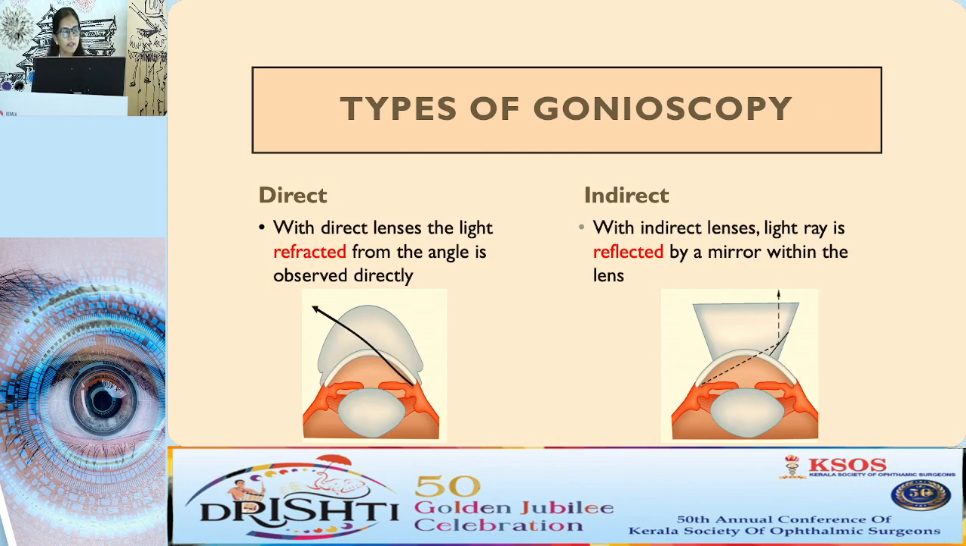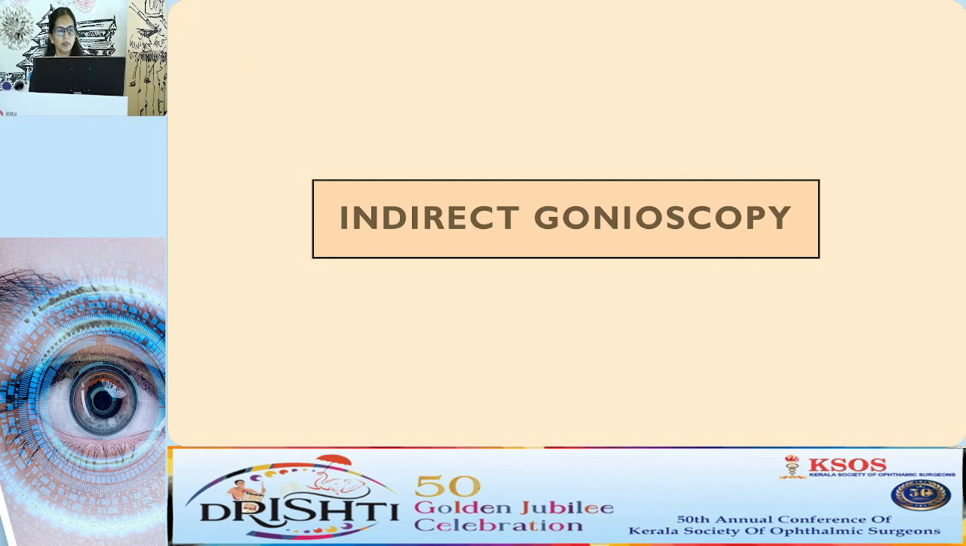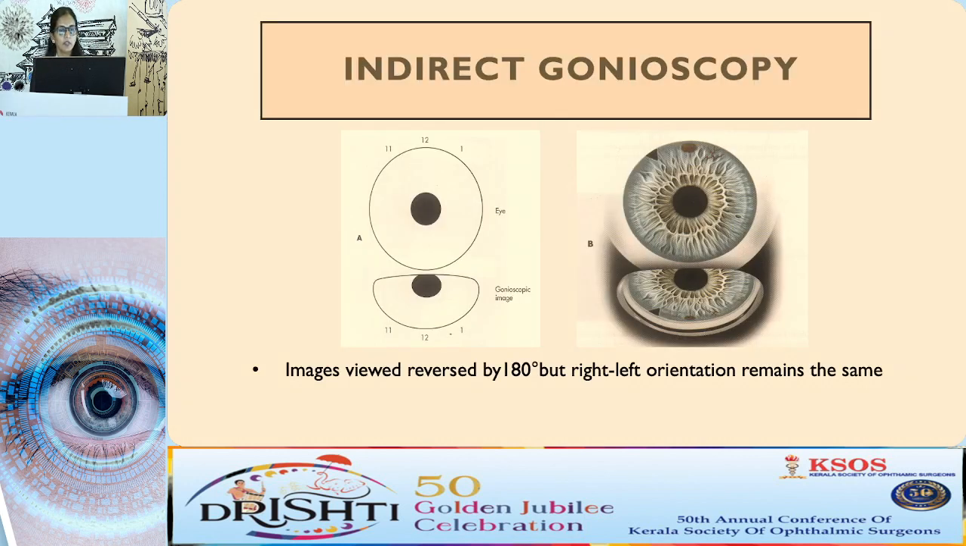With direct lenses, the light refracted from the angle is observed directly and we get an erect image. With indirect lenses, the light is reflected by a mirror within the lens and an inverted image is obtained. We usually do indirect gonioscopy and this is the standard procedure. As I told, with indirect lenses, the images viewed are reversed by 180, but the right-left orientation remains the same.